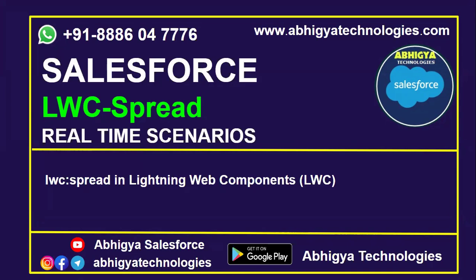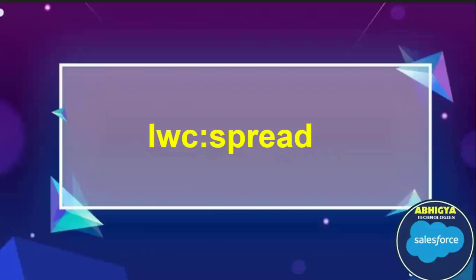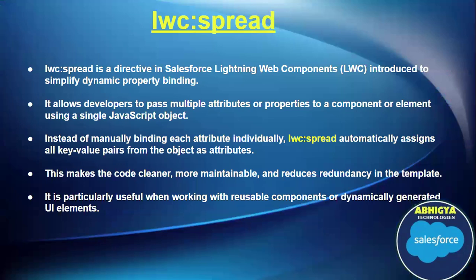One of the subscribers asked me what the LWC spread is and how the LWC spread operator works in a Lightning Web Component. So here we are going to discuss the LWC spread. The LWC spread is declarative in the Salesforce Lightning Web Component. It is used for dynamically binding our properties data. It allows the developer to pass multiple values at a time.